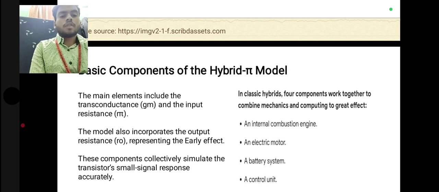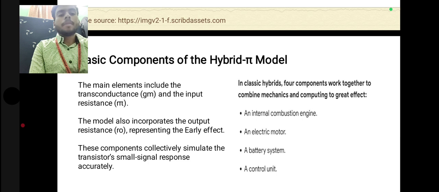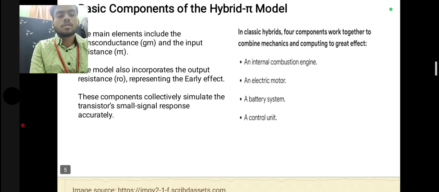Basic components of the hybrid pi model. The main elements include the transconductance gm and the input resistance r pi. This model also incorporates the output resistance ro representing the early effect. So the early effect is determined by the output resistance ro. These components collectively simulate the transistor small signal response accurately. Here the transconductance gm plays a very vital role in the analysis of high frequency circuits.